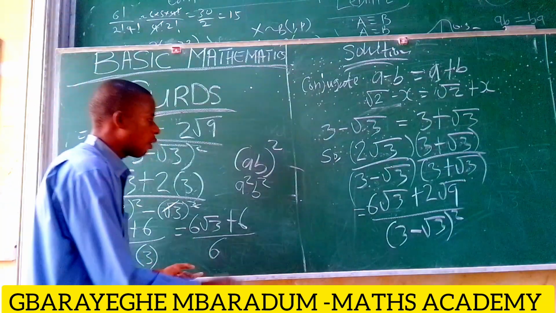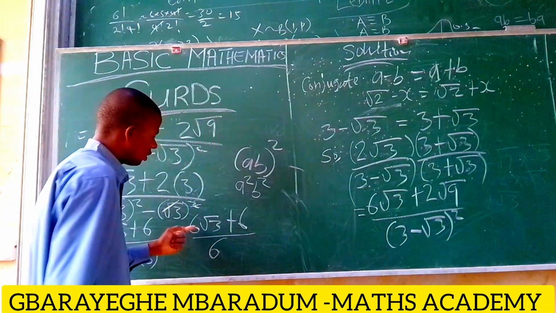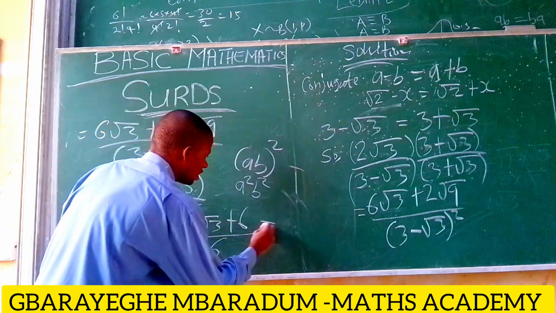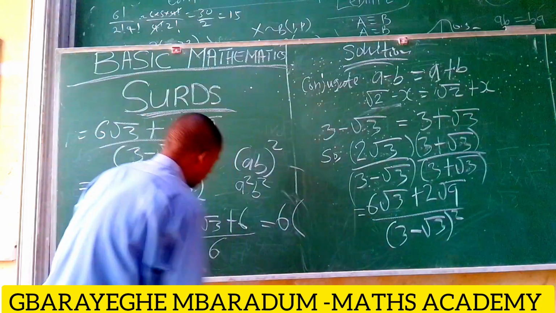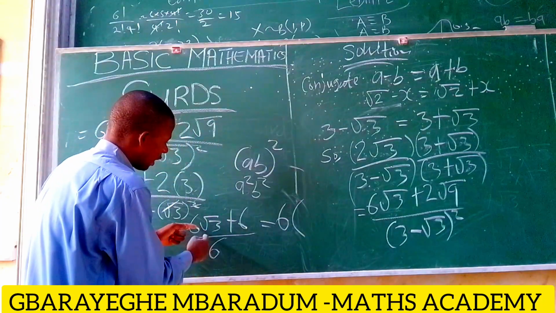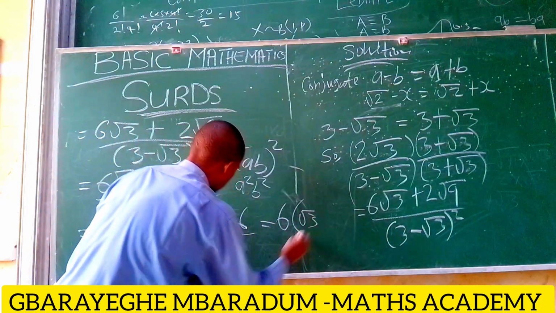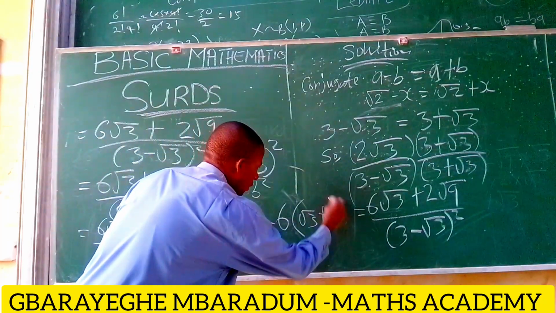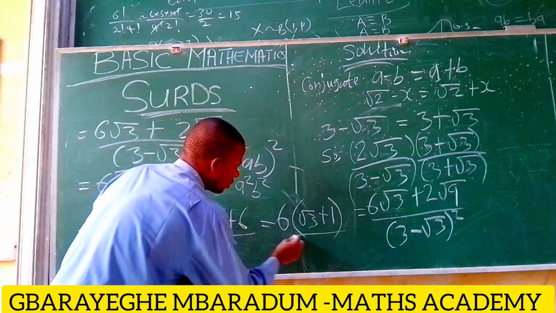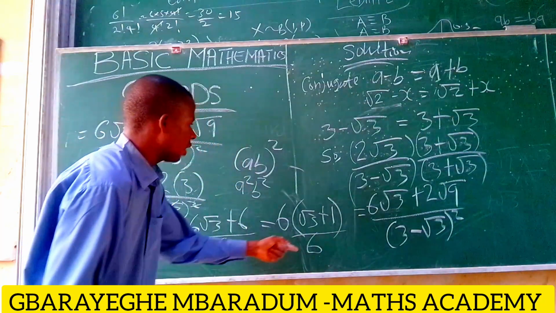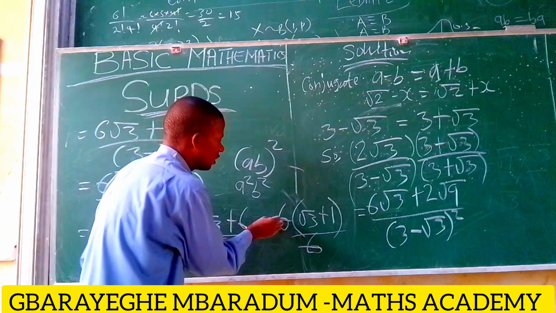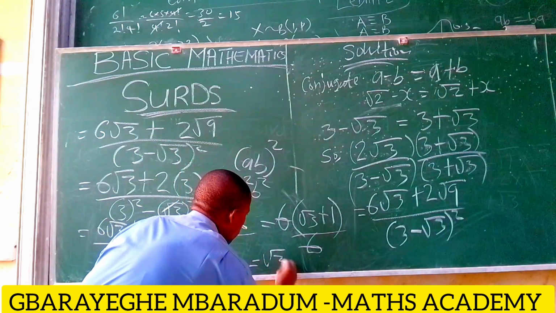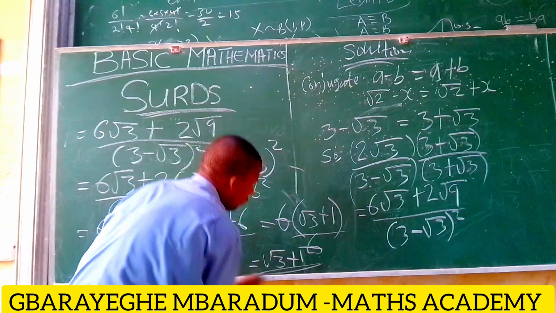But you can also put it in a form like this. You can also put this as the final answer: 6 root 3 plus 6 all over 6. But if you want to factor out 6, you can bring it like this: 6 bracket, we have root 3 here, which is this, plus, you know that there was 6 here, but you factor out 6, you just put 1, all over 6 on the denominator. And you know that 6 can cancel 6. So our final answer can also be root 3 plus 1. And this is also the final answer.